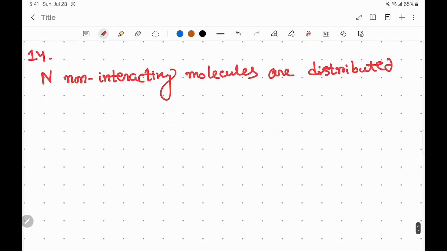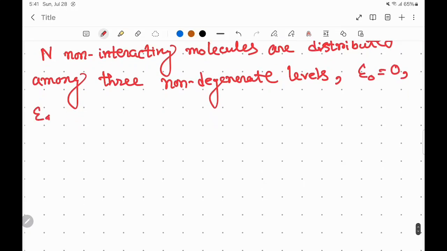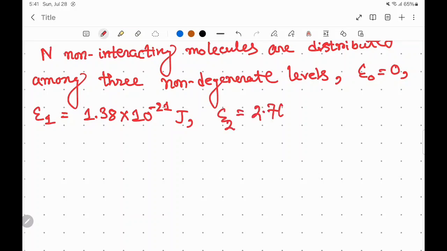Are distributed among three non-degenerate levels having energy epsilon 0 is 0, epsilon 1 is 8 into 10 to the power minus 21 joule, epsilon 2 is 2.7576 into 10 to the power minus 21 joule at 100K.